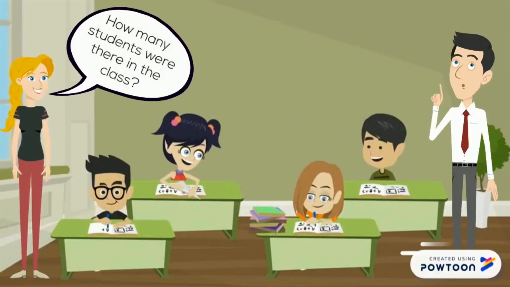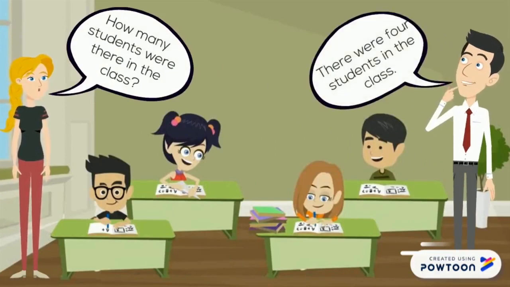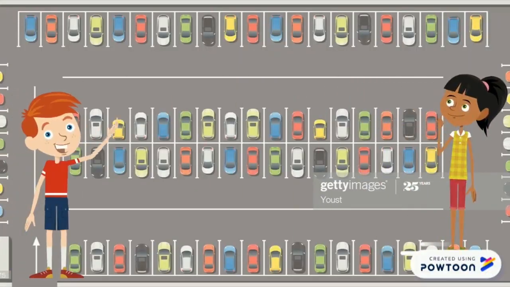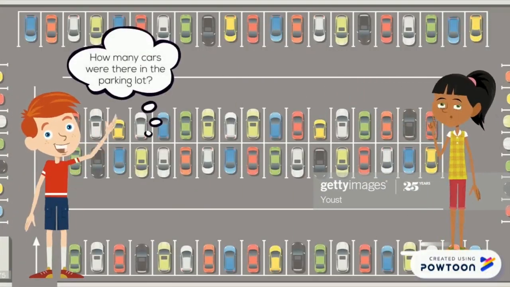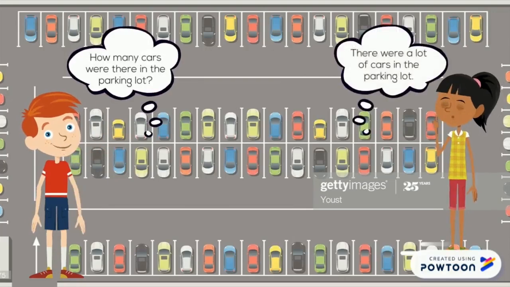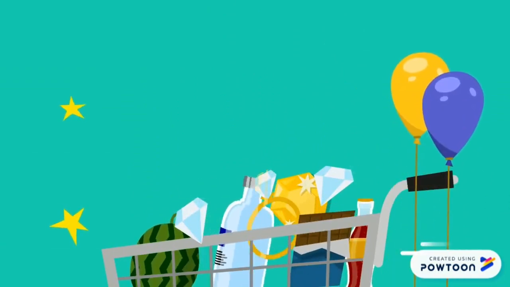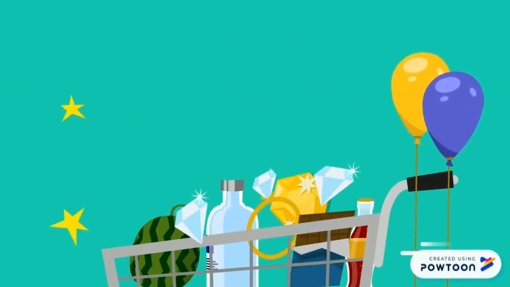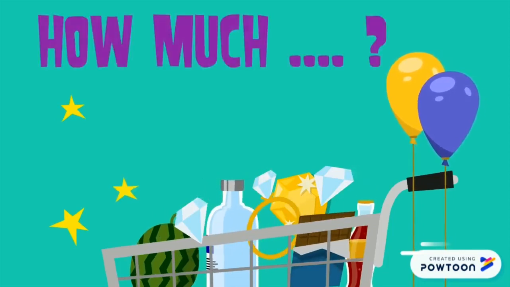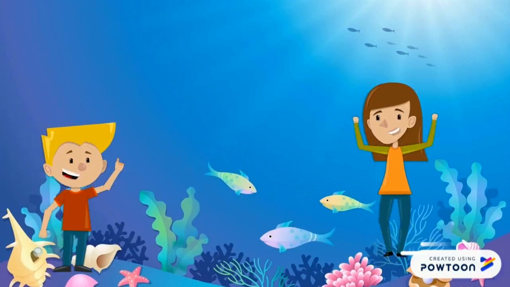How many students were there in the class? There were 4 students in the class. How many cars were there in the parking lot? There were a lot of cars in the parking lot. When we want to ask the amount of the things that are hard to count by number or we cannot count it by numbers, we use the word how much plus uncountable noun.